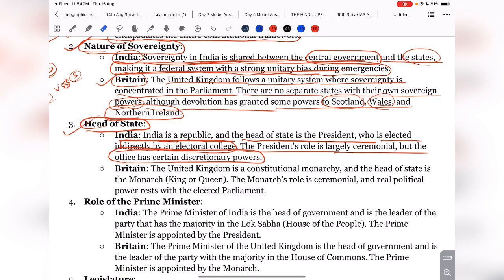Britain, the United Kingdom, is a constitutional monarchy. The head of the state is the monarch, queen or king. The monarch's role is ceremonial, and real political power rests with the elected parliament.